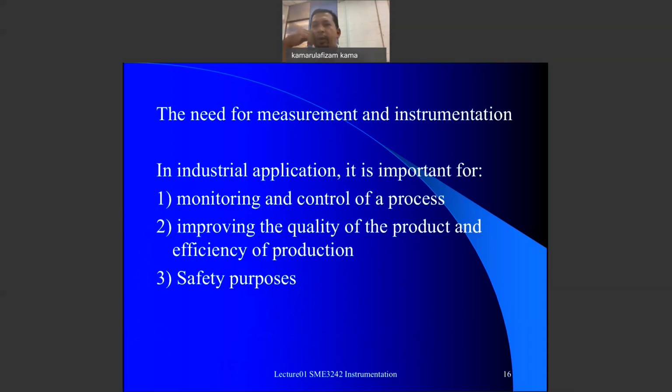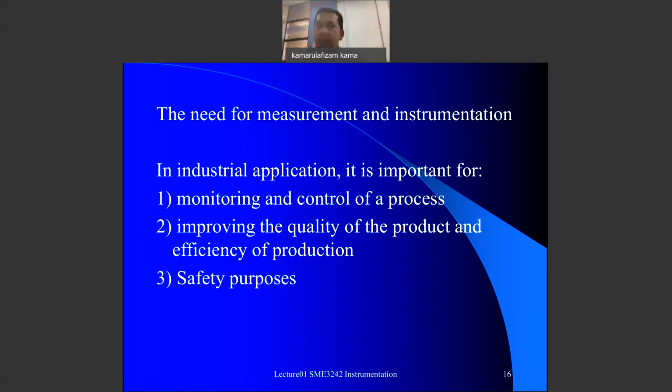But why do you think we need systems of measurement and instrumentation? Why is it so important? Okay, in some applications, for example, in the industry, it's very crucial that we use automation in monitoring and control of any process in the industry. For example, we want to measure the temperature in a room, so you cannot have a human go in and always check progressively until we reach a certain temperature.